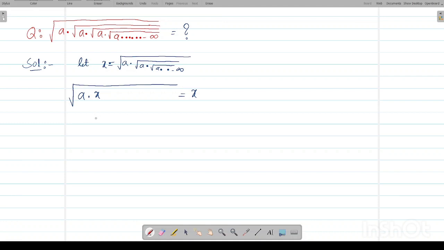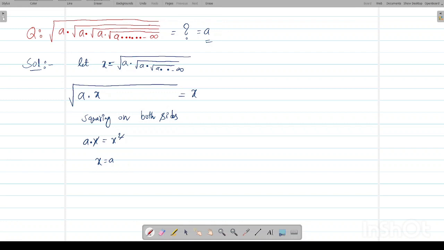When you apply square on both sides, squaring on both sides, we'll get a into x on the left, because the square and root get cancelled out, and here you will get x square. So x and one x will be cancelled out, so the value of x is equal to a. So they will finally decide its value as a. Which is very simple, and if you solve like this, it will save your time in the competitive examination.